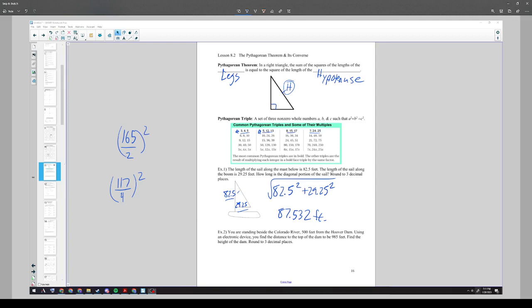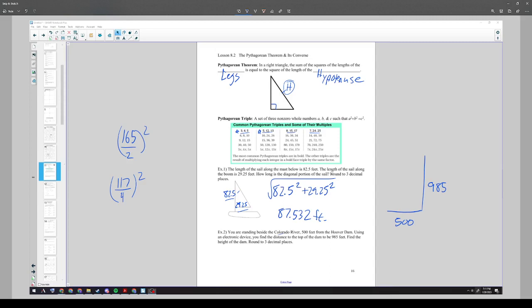Okay, you're standing beside the Colorado River, 500 feet from the Hoover Dam. Okay, so we have 500 feet from the dam. I'm going to draw that left to right. And then the distance to the top of the dam goes up, is 985 feet. We want to find distance to the top of the dam.